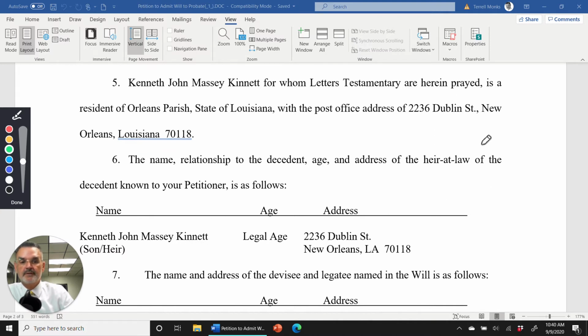Once you've done that, you need to identify the heirs at law. Now, some attorneys and most people who are not attorneys make the mistake of identifying everybody who is related to the deceased person. This is a mistake. The heirs at law are the people who would receive if the deceased person did not have a will.